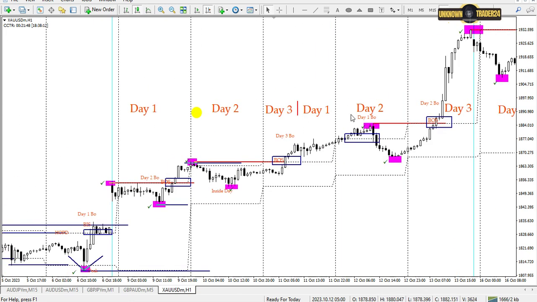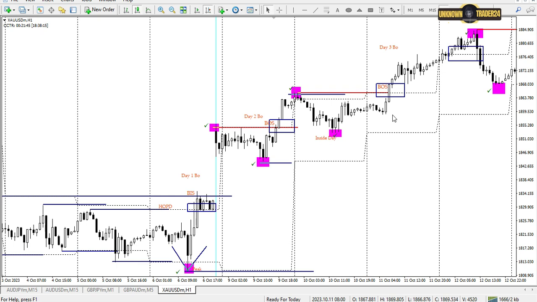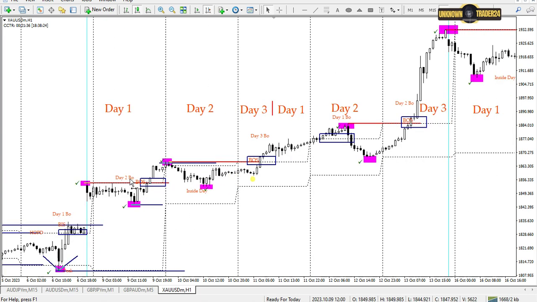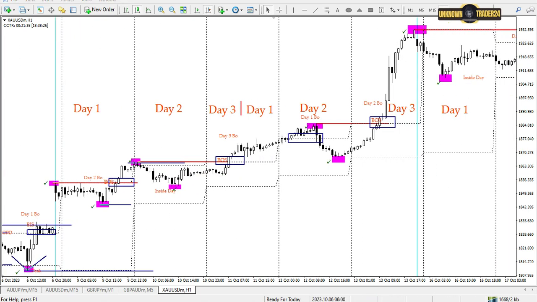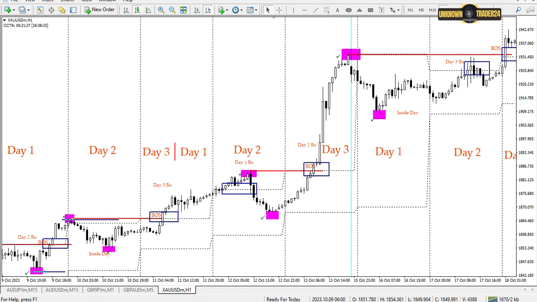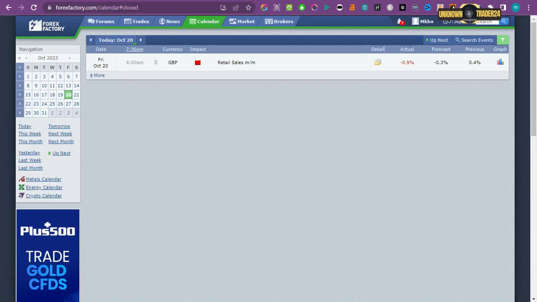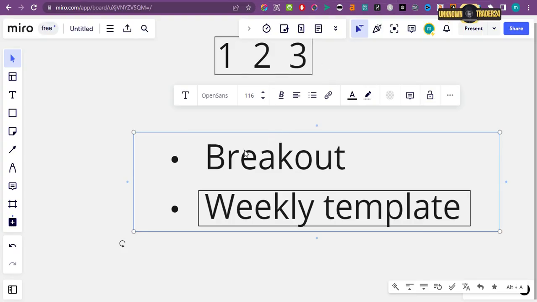Okay, so guys, here is day 1, day 2, day 3, and as I promised, I want this video to be as detailed as I can. So one thing I'm going to look at right now is, let's go back to our thing. Okay, now I believe that we understand these 1, 2, 3s in terms of breakouts and in terms of weekly template. However, it doesn't end there.